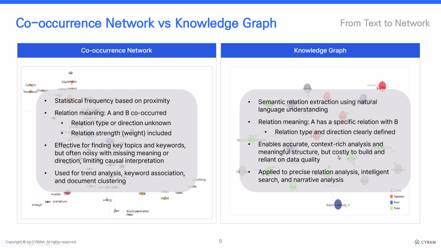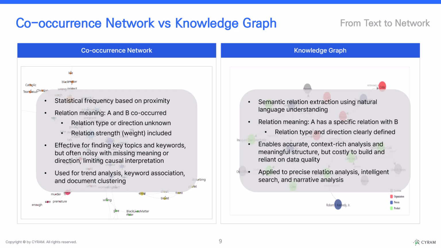In the end, these two methods serve different purposes rather than one being better. Co-occurrence networks are strong for quick exploration and trend spotting, while knowledge graphs are powerful for detailed relationship analysis and understanding story flows.